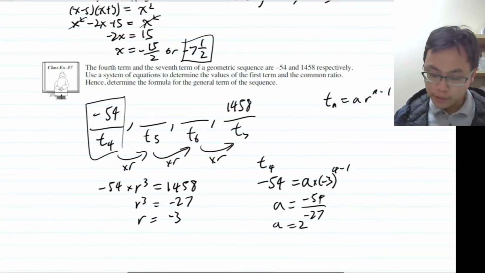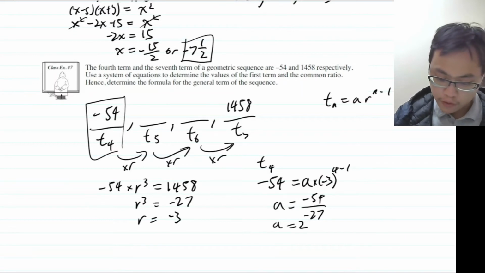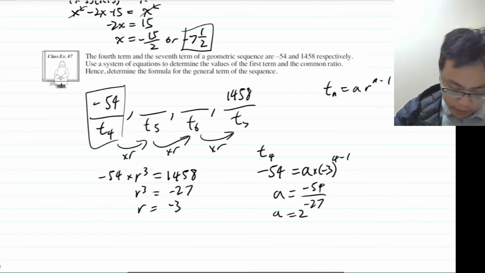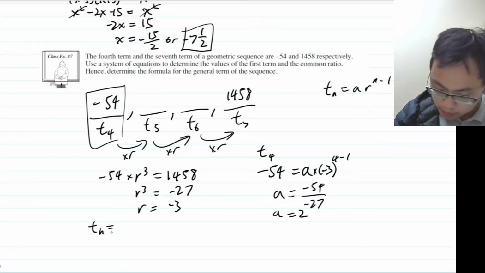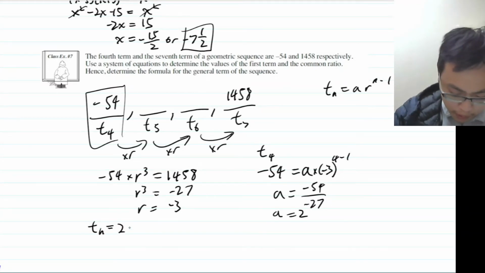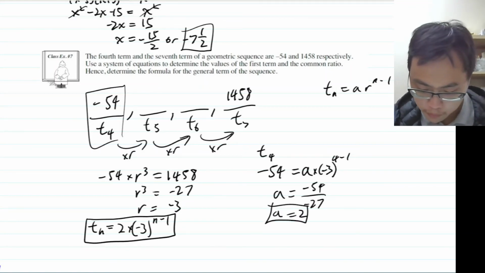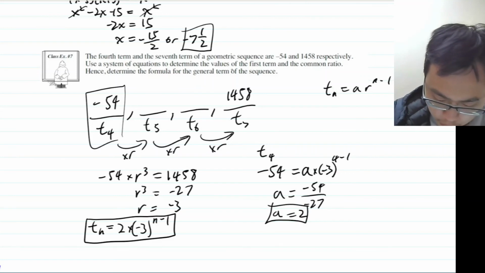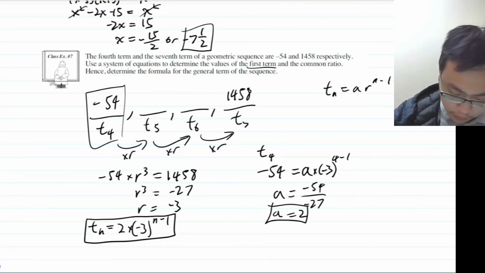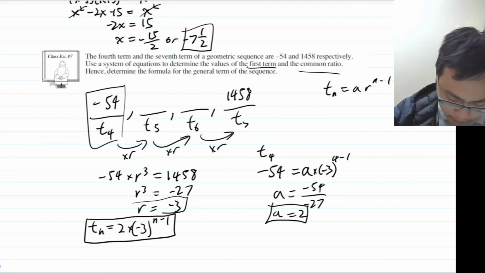Now that I know that a is 2, I can find the general term of the sequence. Tn is equal to 2 times r, which is negative 3, to the power of n minus 1. This is the general term of the sequence, and this is our first term. So we've found the value of the first term, we found the common ratio over here, and we found the general term, which is down there.